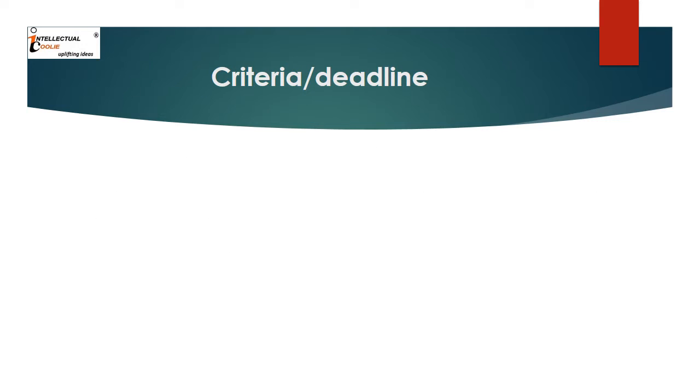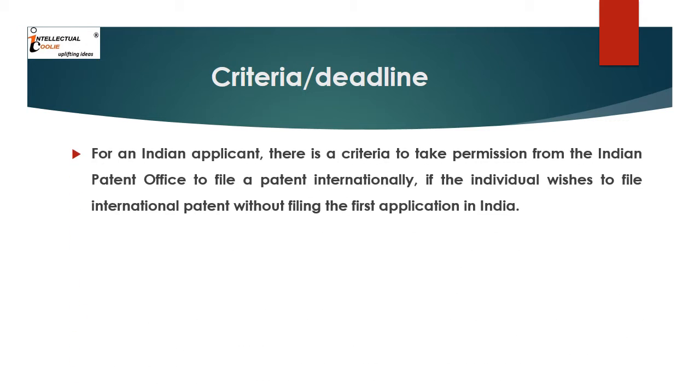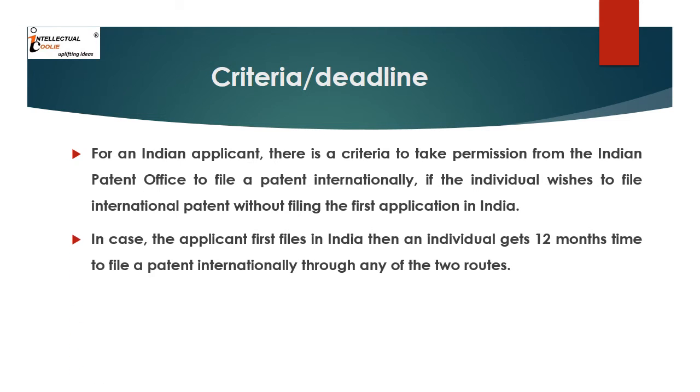Now let's talk about the criteria and deadlines to file an international patent. For an Indian applicant, there is a criterion that he or she should take permission from the Indian Patent Office in case he or she decides to file a patent only in a foreign country and not to file a first application in India. In the other case, if he or she decides to file a patent in India and then goes for an international application, then they get 12 months time to file a patent internationally.